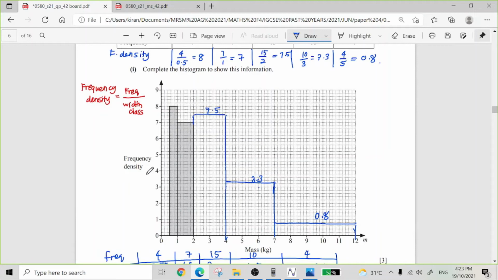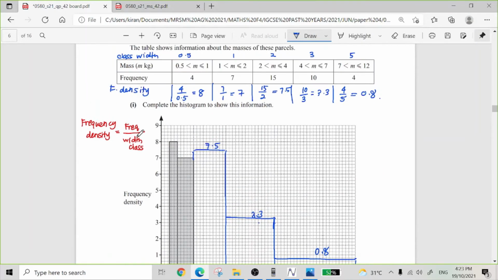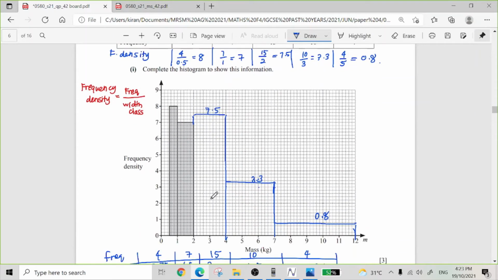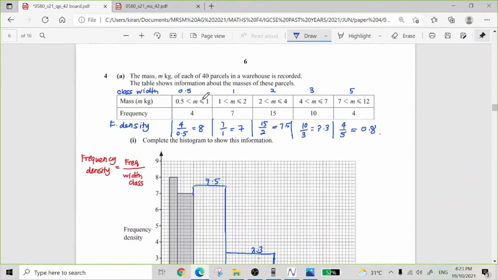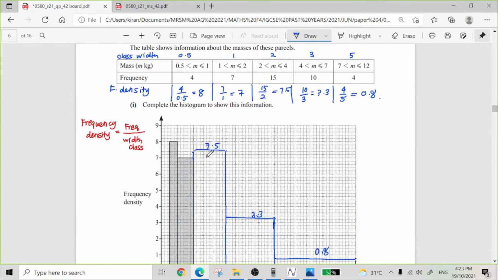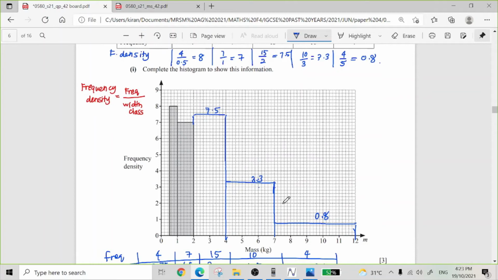Okay, so to find the frequency density is equal to frequency divided by the class width. Okay, so the class width is 1 minus 0.5, the upper minus the lower class. And then we divide it and get the frequency density, and make sure you plot and draw properly, neatly the bars of the histogram. Okay, make sure there is no gap between the bars.